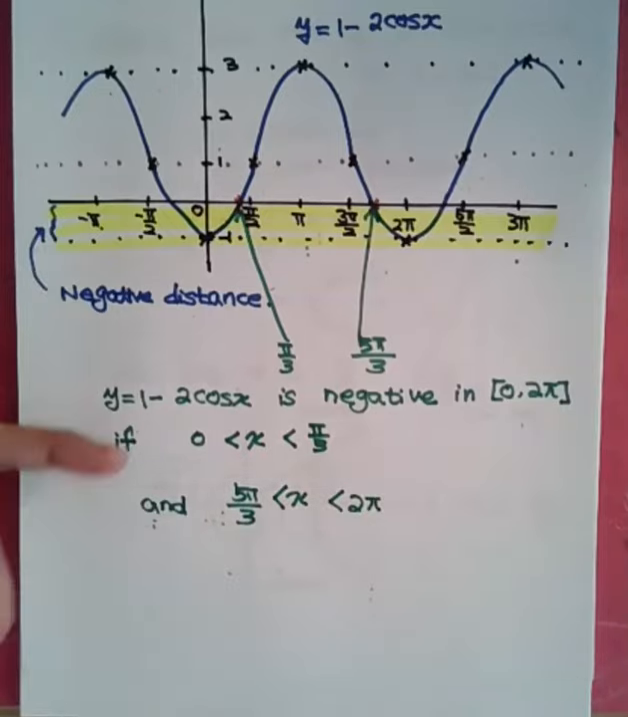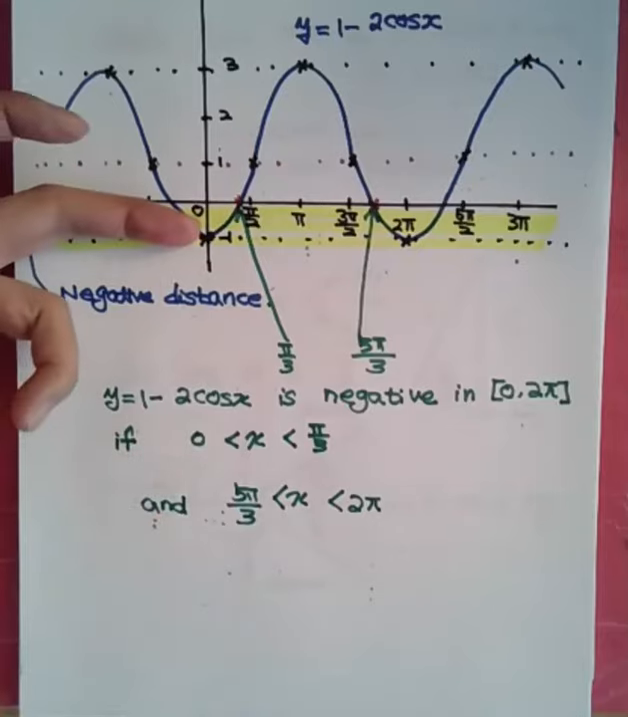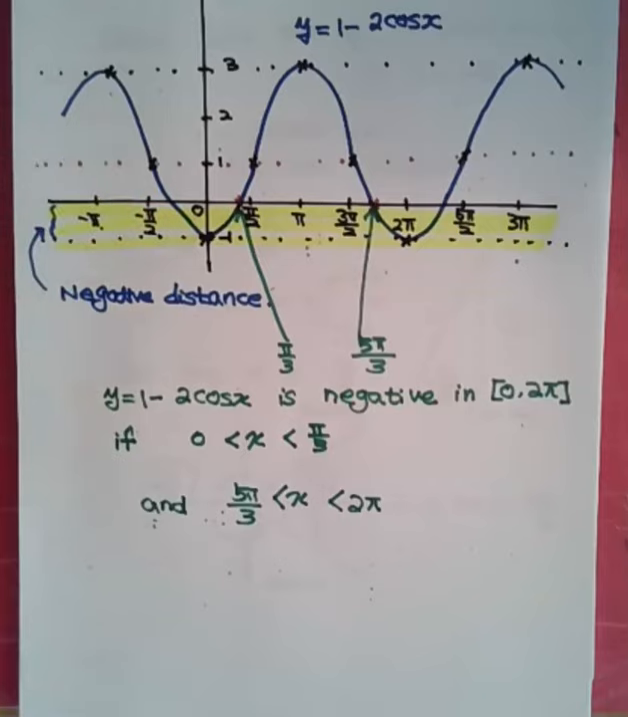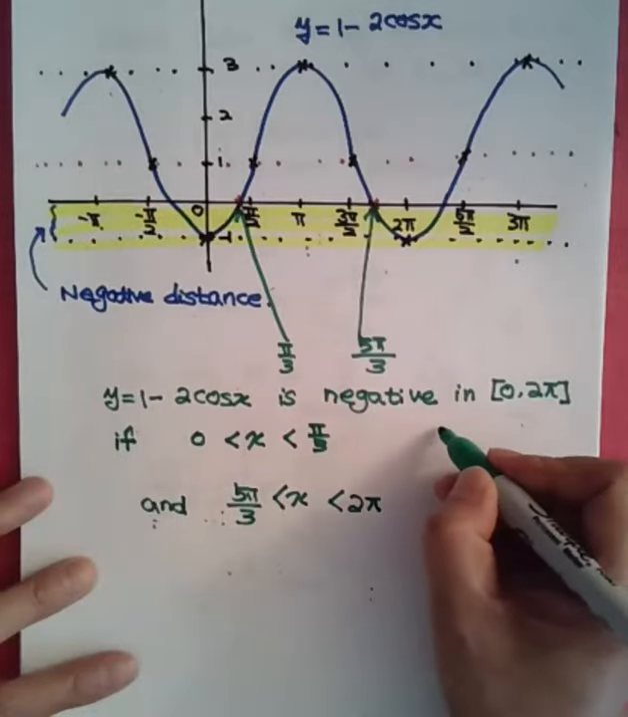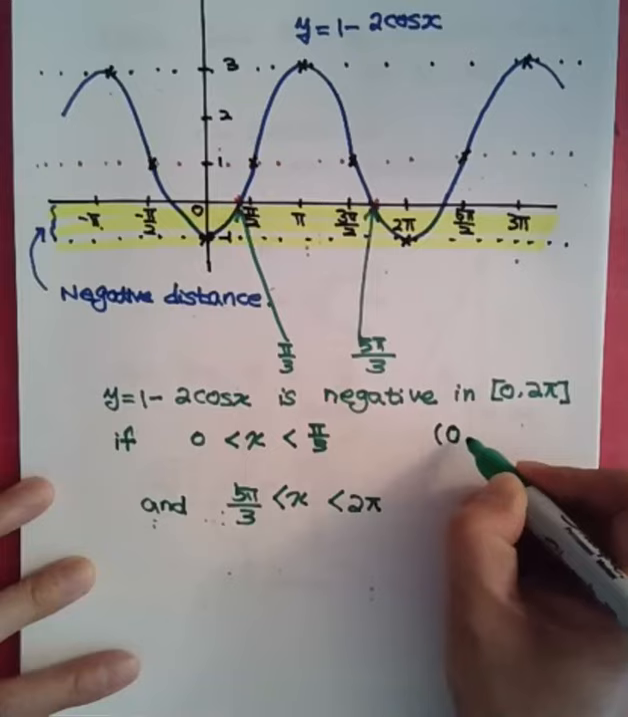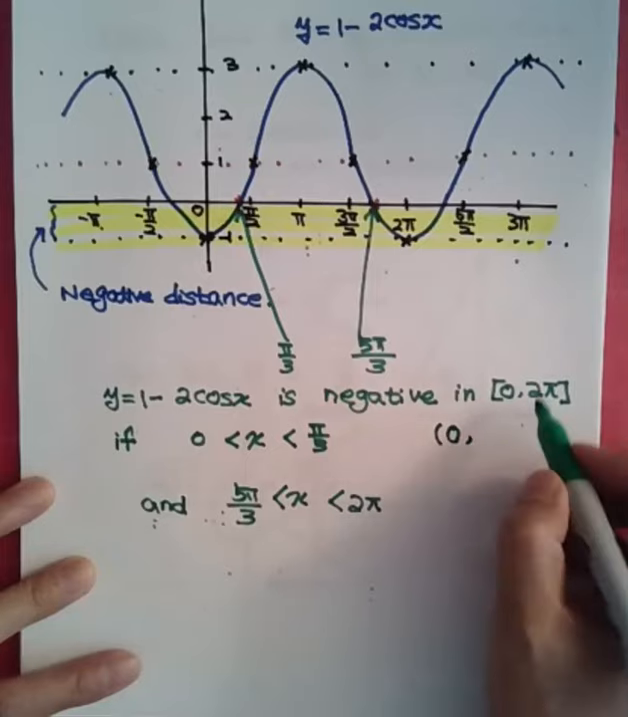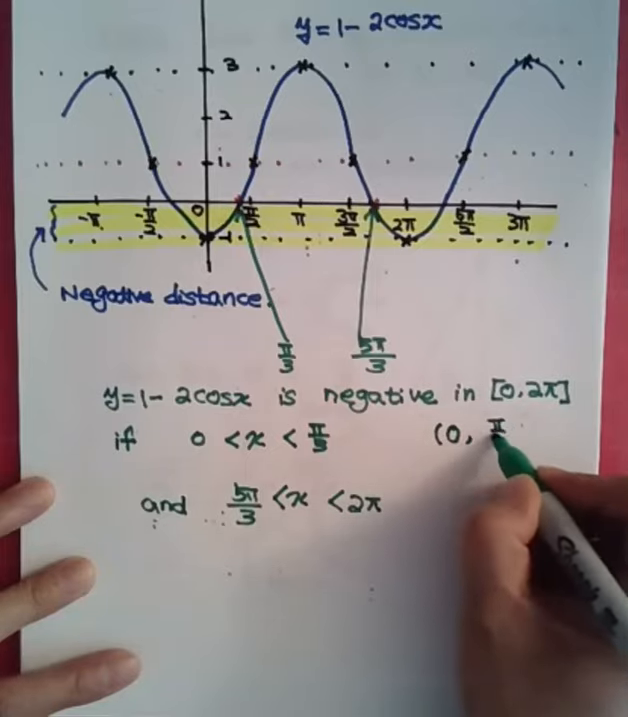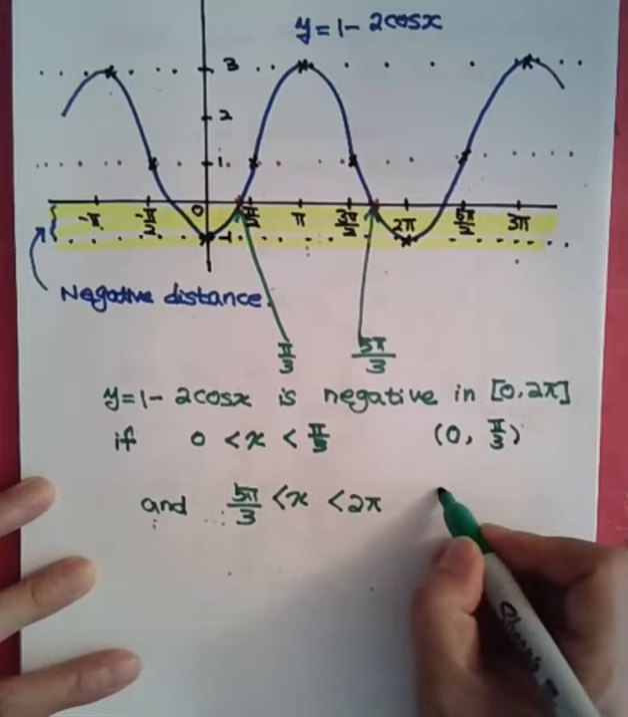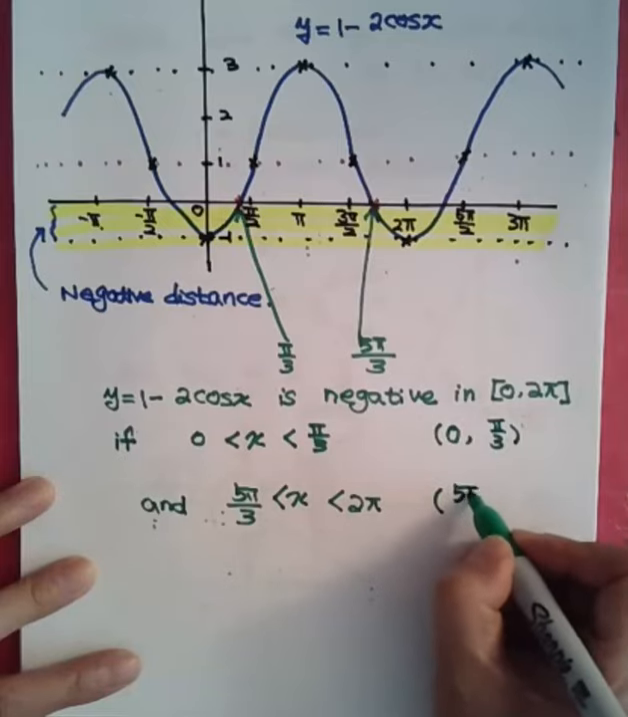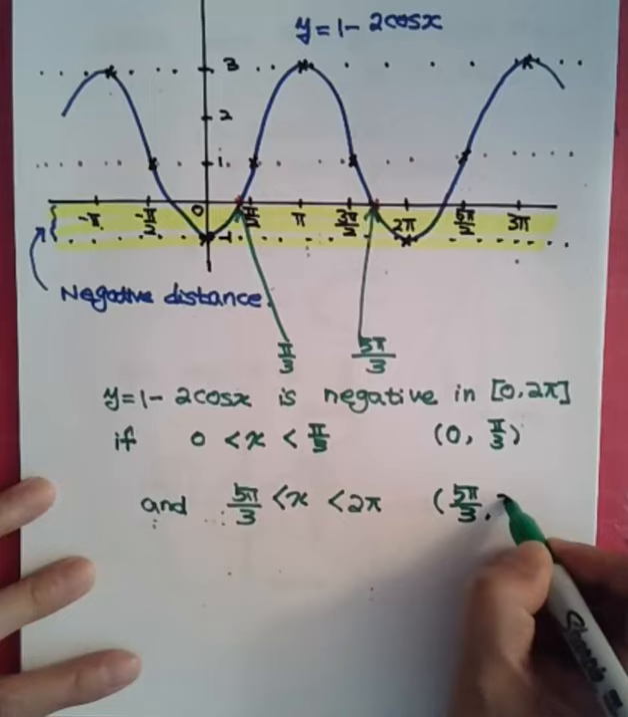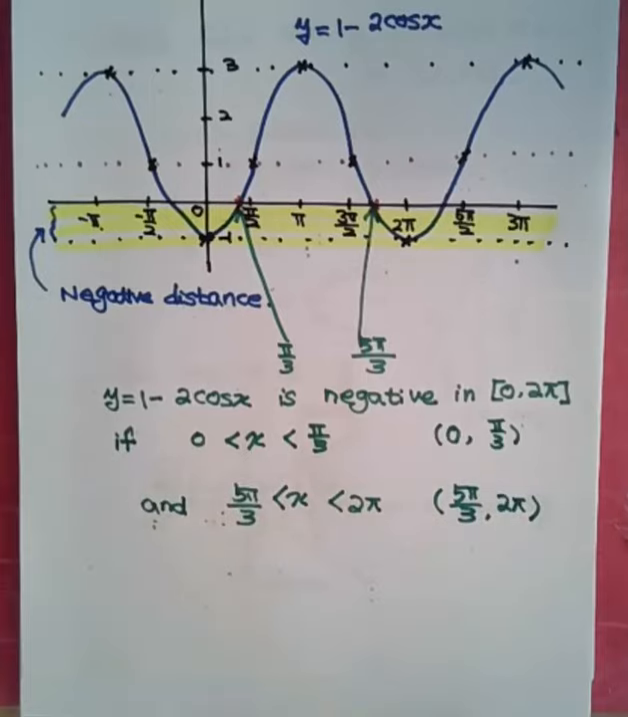You can determine the domain by looking at the graph. In the interval form, this can be written as 0 to pi/3 with an open parenthesis, or 5 pi/3 to 2 pi with an open parenthesis.